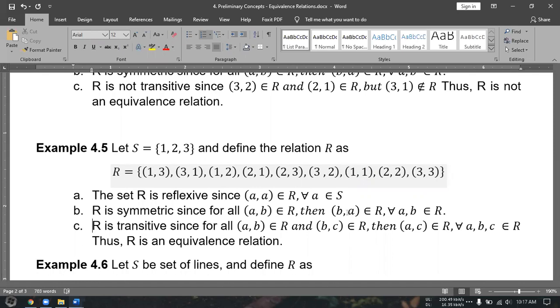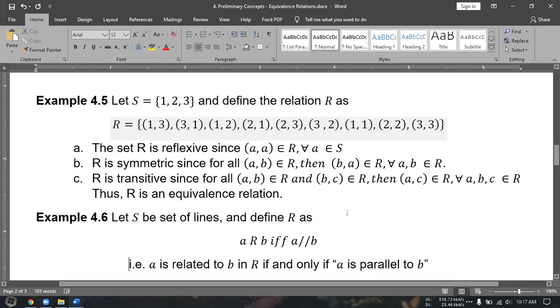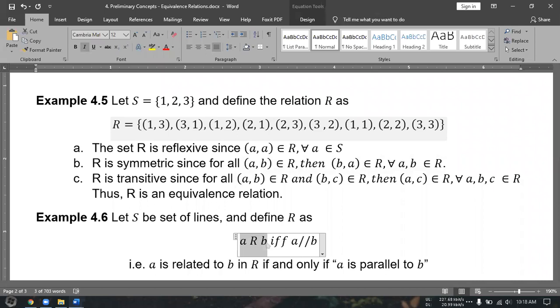Now, hindi lang ordered pair ang pwedeng maging related to each other. For example, number 6. This time, the relationship is for the two lines to be parallel. Let S be the set of lines and R defined as A is related to B if and only if A is parallel to B. Kanina, sa examples 1 to 5, ang relationship natin is the ordered pairs. This time, our relation is defined by parallel lines. Two lines are said to be related to each other if they are parallel.